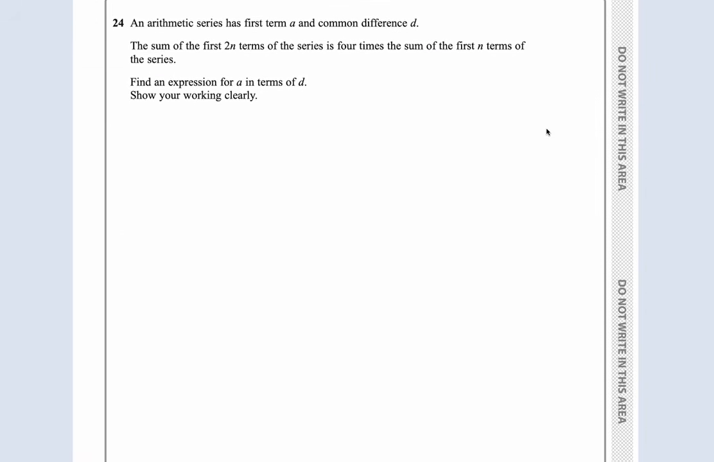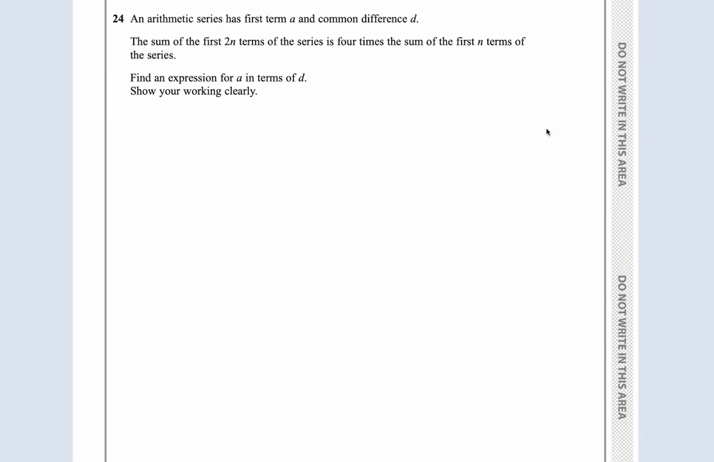Okay, last question. 24. An arithmetic series has first term a, common difference d. The sum of the first 2n terms of the series is 4 times the sum of the first n terms of the series. Find an expression for a in terms of d.